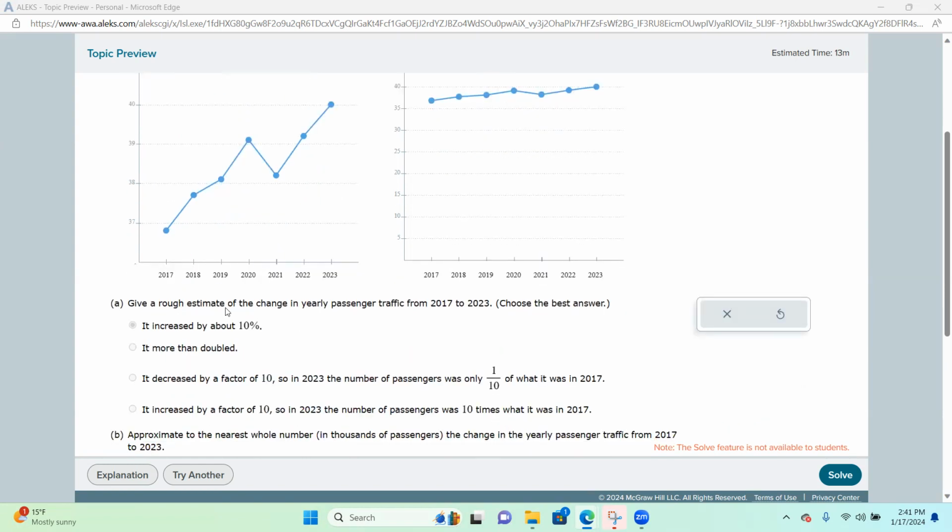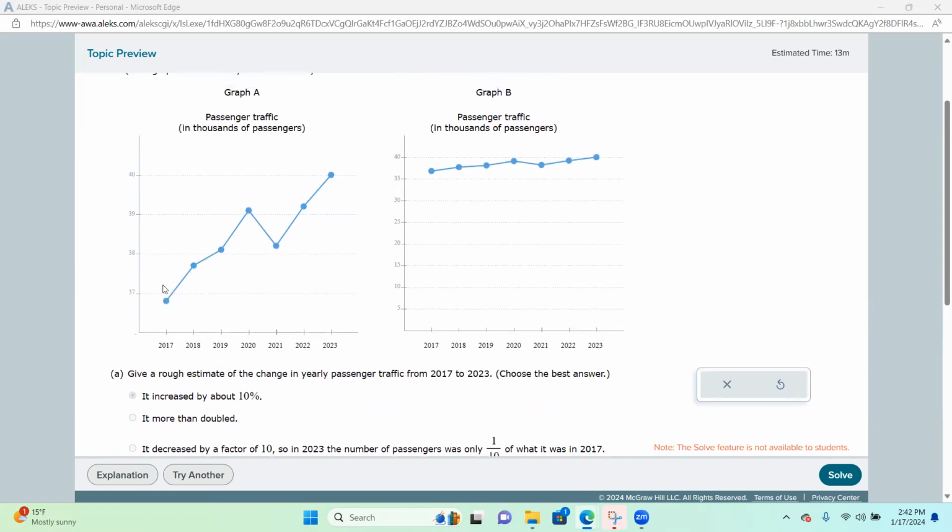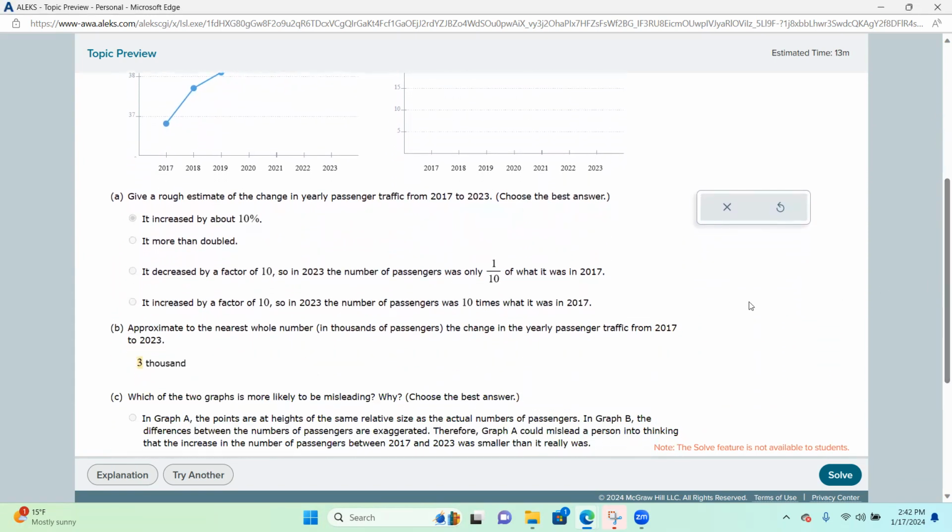So A says give a rough estimate of the change in yearly passenger traffic. If I went from 2017 at about 37 or so, and at 2023 I'm about at 40, there's a difference of 3. This is in thousands, so that would be 3,000 passengers difference, which is about 10% of 37. So it increased by about 10%. Question B says, approximate to the nearest whole number in thousands, the change in the yearly passenger traffic from 2017 to 2023. We said that was about 3,000.